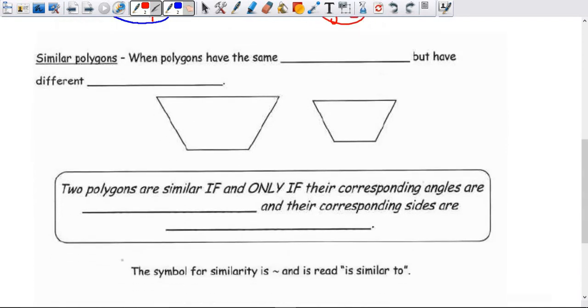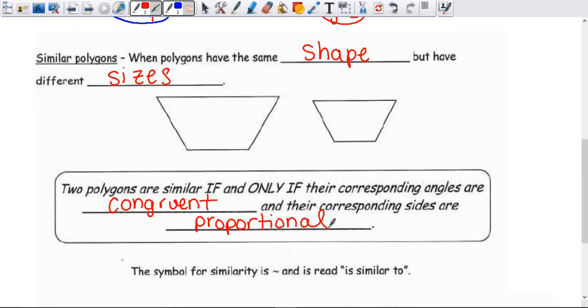When polygons have the same shape but are different sizes, okay, those are similar polygons. So two polygons are similar if and only if their corresponding angles are congruent. So angles are still congruent, and their corresponding sides, though, would be proportional because they would be different sizes, okay?